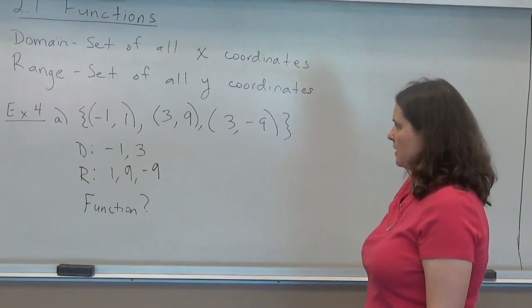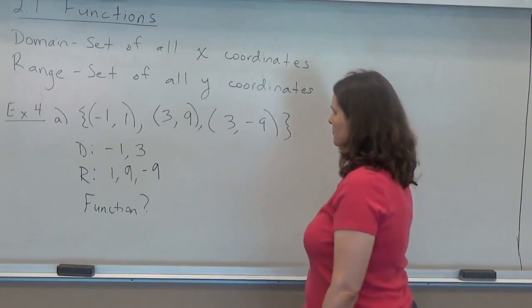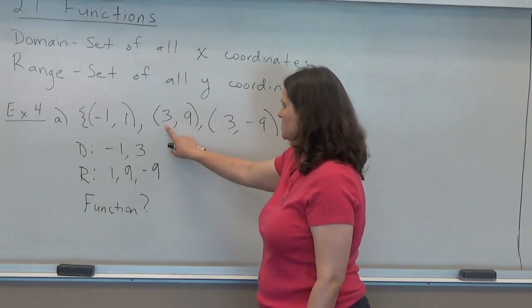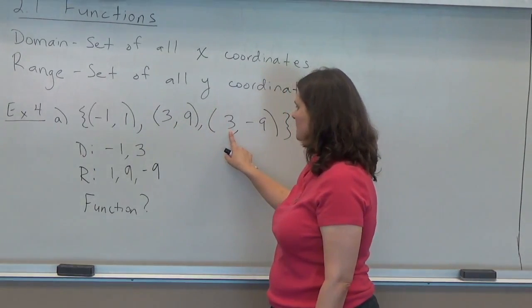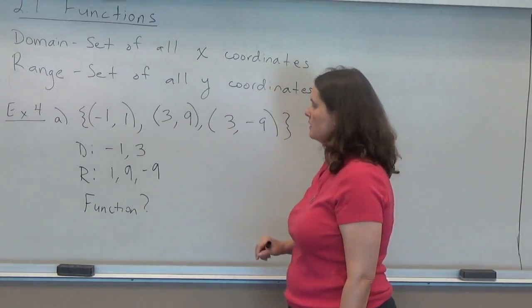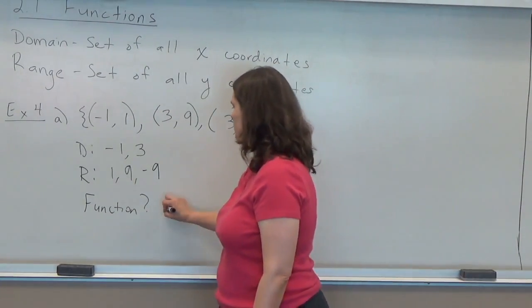Is this relation a function? No, because when x is 3, it gets matched with 9, and then over here you've got the same number being matched with negative 9. So you've got an x value being matched with more than one y value. This is not a function.